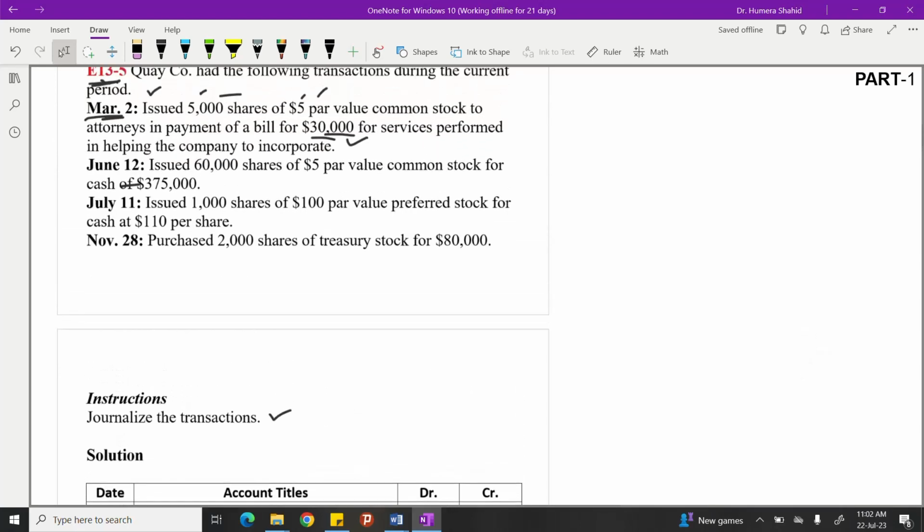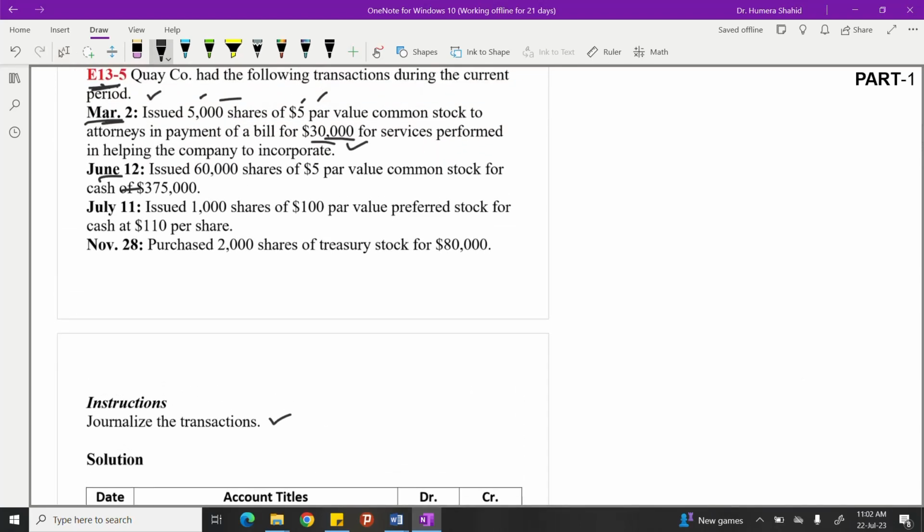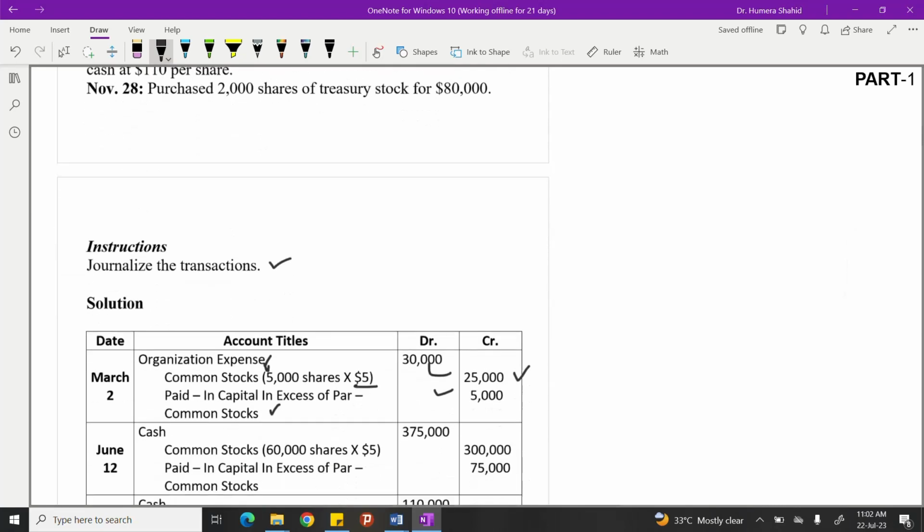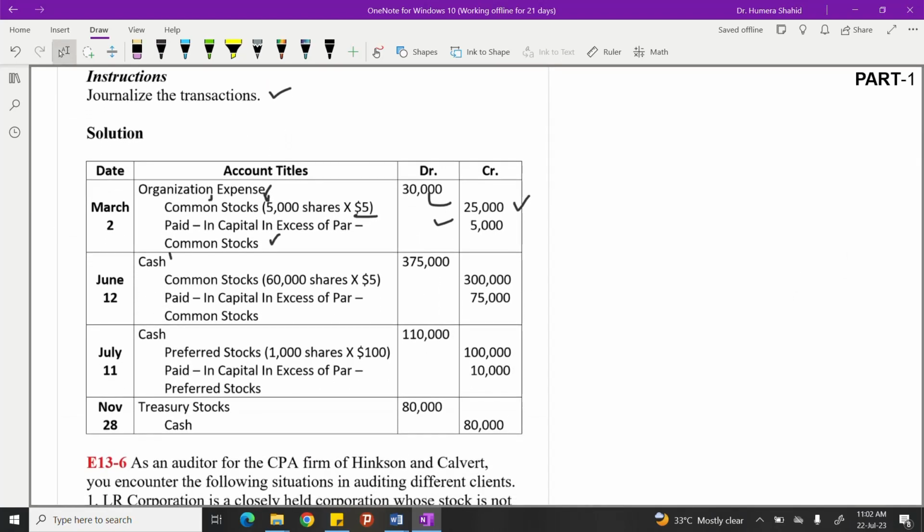Moving on towards June 12th, issued 60,000 shares of $5 par value common stock for cash of 375,000. They did not tell us the cash per share, but yes, they gave us the full amount of 375,000. So let's record this journal entry. We get the cash of 375,000. Common stock gets credit with par, so 60,000 shares, par is $5, so 300,000. The extra amount is paid-in capital in excess of par, 75,000.